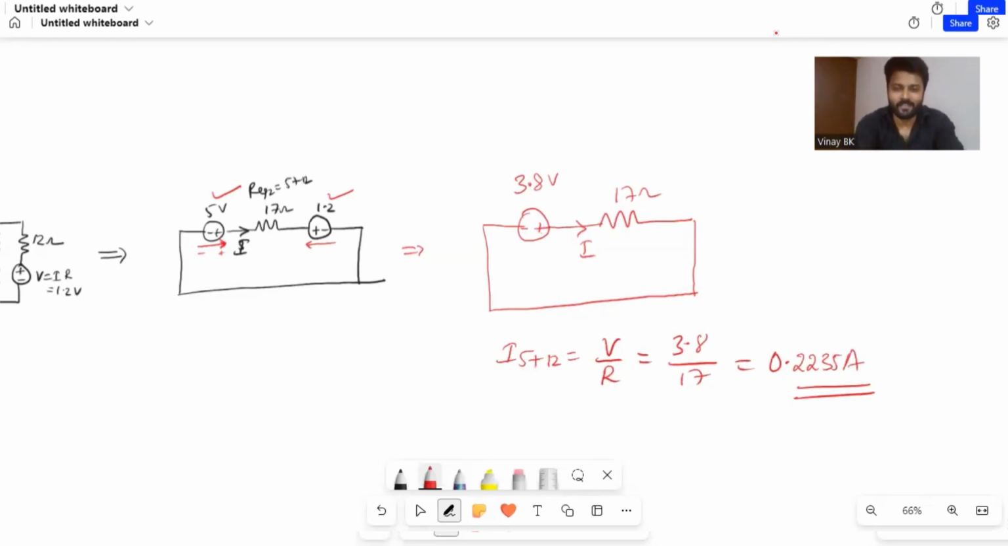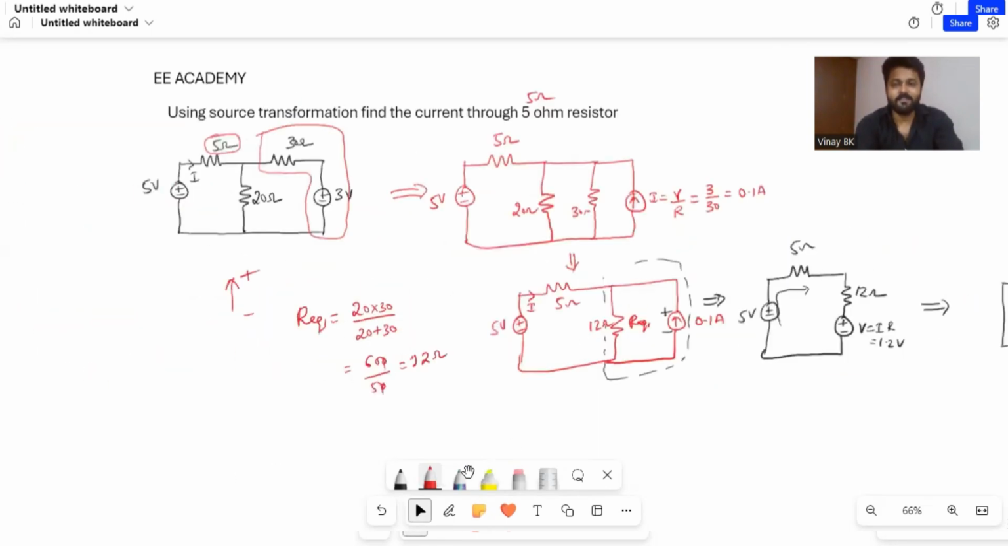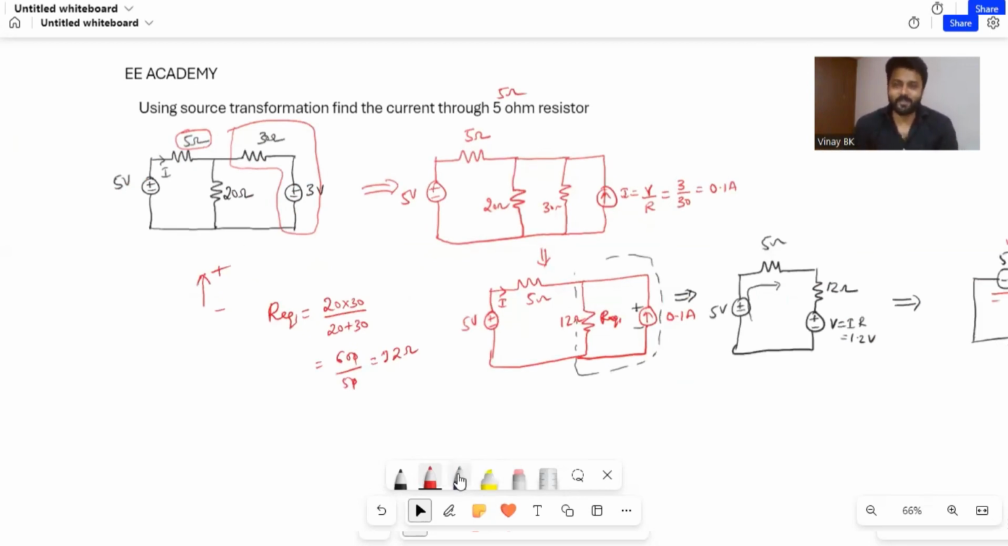So if you're having confusion, just see once again from the start. They asked you to find the current flowing through the 5 ohm resistor, so keeping this 5 ohm resistor as it is, I am transforming the 30 volts voltage source into a current source. Then you'll get this form. That's nothing but 30 ohm, and the value of current is V by R, that is 0.1 amperes. Next, this 20 ohm and 30 ohm are in parallel. You get one equivalent resistor, that is R equivalent 12 ohm.